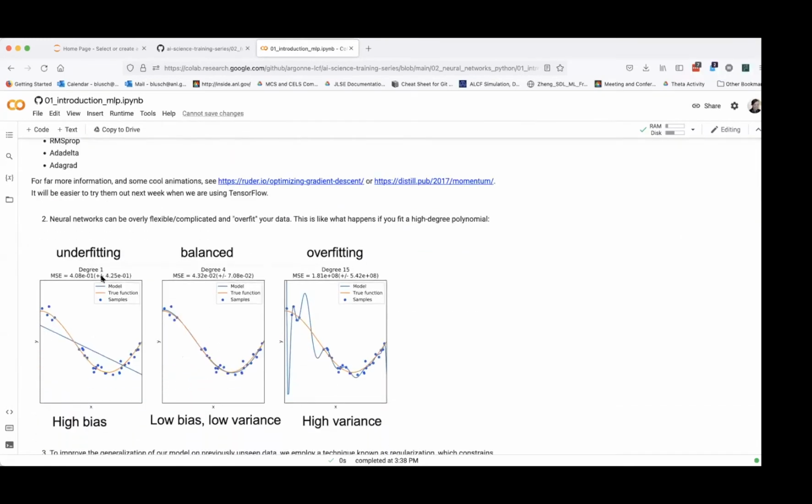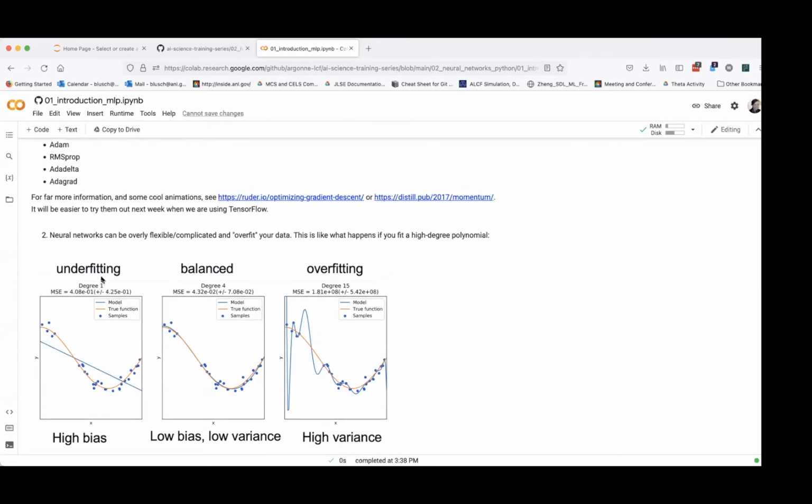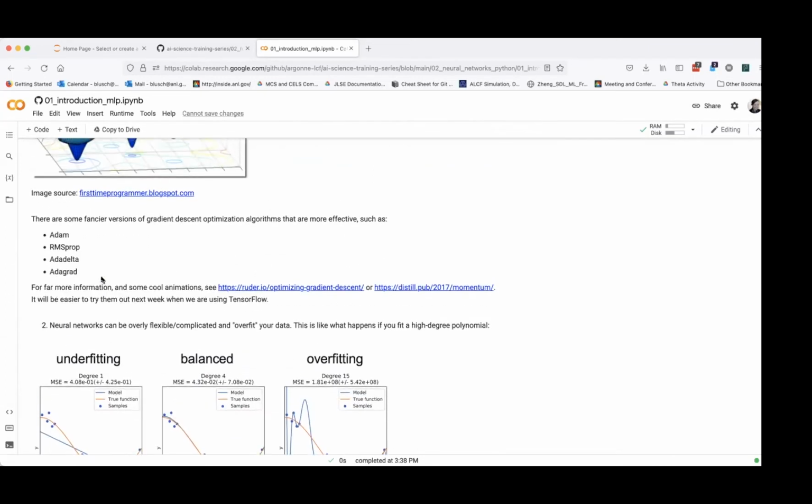Can I ask a question? Yep. So just as a sanity check, could you scroll to that picture from the first-time programmer block with the more complex error surface?